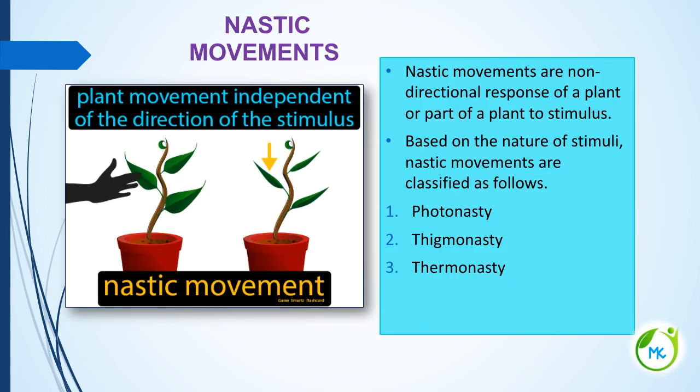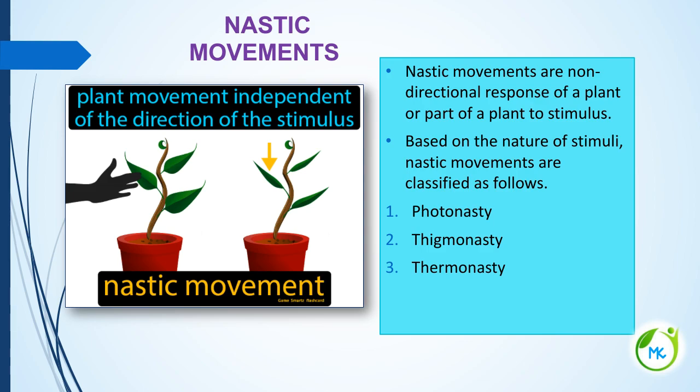So we have seen about tropic movement, and the second kind of plant movement we are going to see is Nastic movement. So what are Nastic movements? So Nastic movements are non-directional response of a plant or part of a plant to the stimulus. So again, I would like to recall tropic movement. Tropic movement is a unidirectional response of a plant or a part of the plant to stimulus. Here Nastic movement is non-directional response.